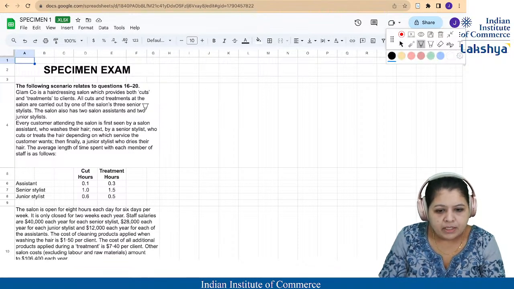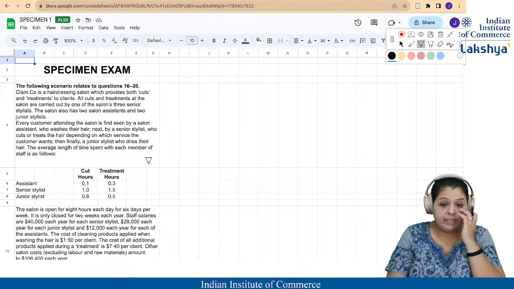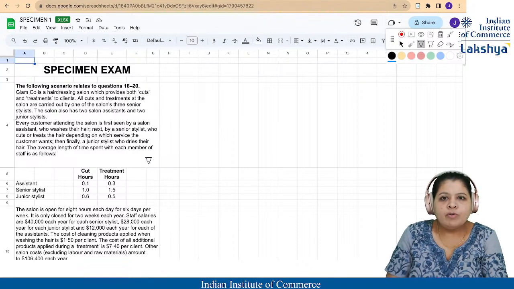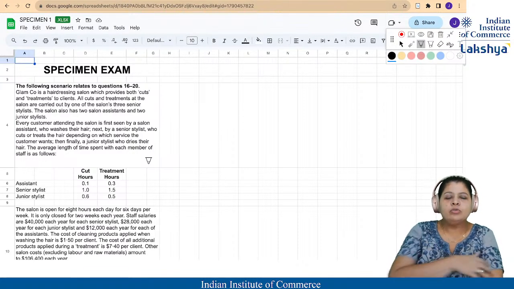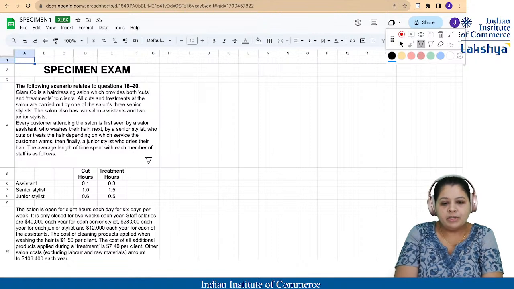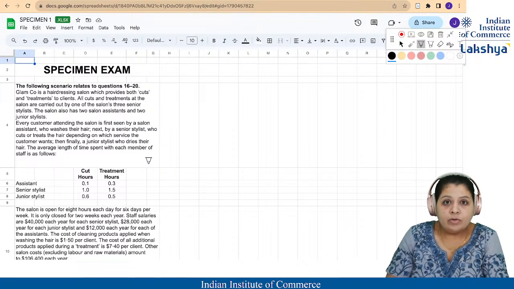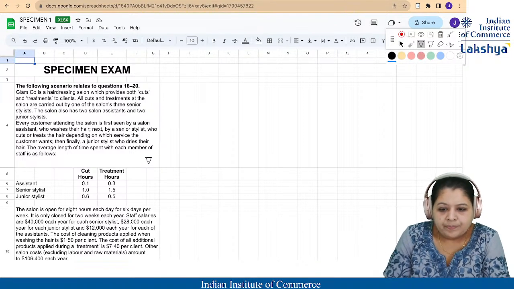Right, so there is one scenario. I normally recommend students to read it once but nicely, to assure that you don't have to go back and forth to it, at least not to see what the situation is. The numbers obviously you need to go and tally them. So this question particularly is relating to 16 to 20. Question number 16 to 20.